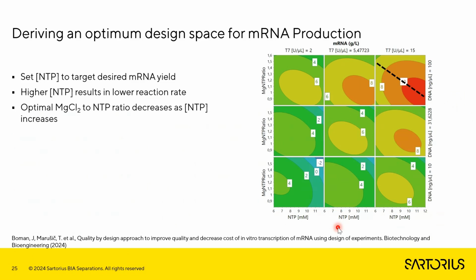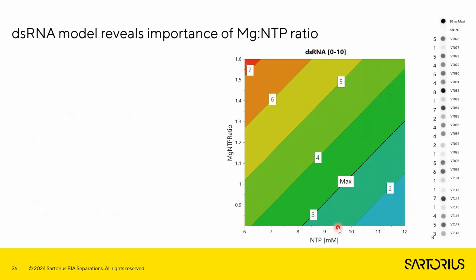We saw that higher NTPs resulted in lower reaction rate, and we also found, this is quite important, that optimal magnesium to NTP ratio decreases as NTP concentration increases. And so we found that a ratio of approximately 1 is good, but as we increased NTP concentration to even higher levels, we had to decrease this ratio a little bit.